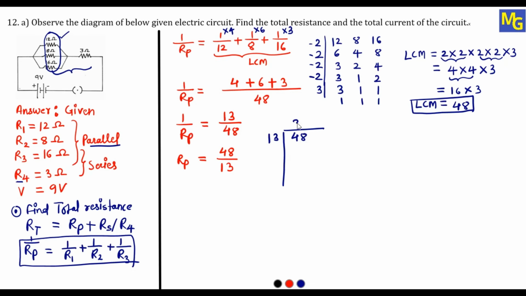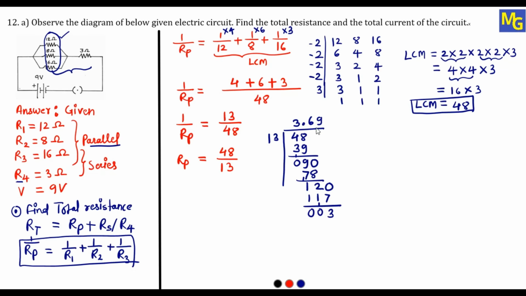13 threes are 39. Now see, minus this, we will get 9. Here I'll take 0, and here it will be a decimal. 13 sixes are, what are we going to get? 78. So I'll write 78. Then here I'm going to get 2, then 1. Another 0 I'll take. 13 nines are 117. So what am I going to get here? 3. Here it is 0 and then 0 and it continues.